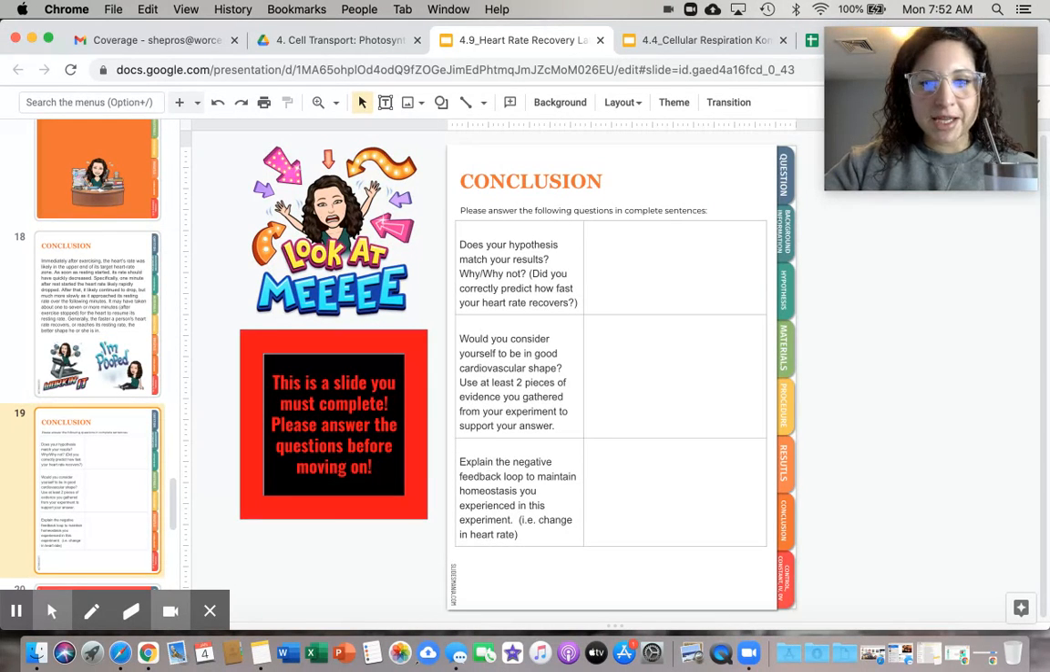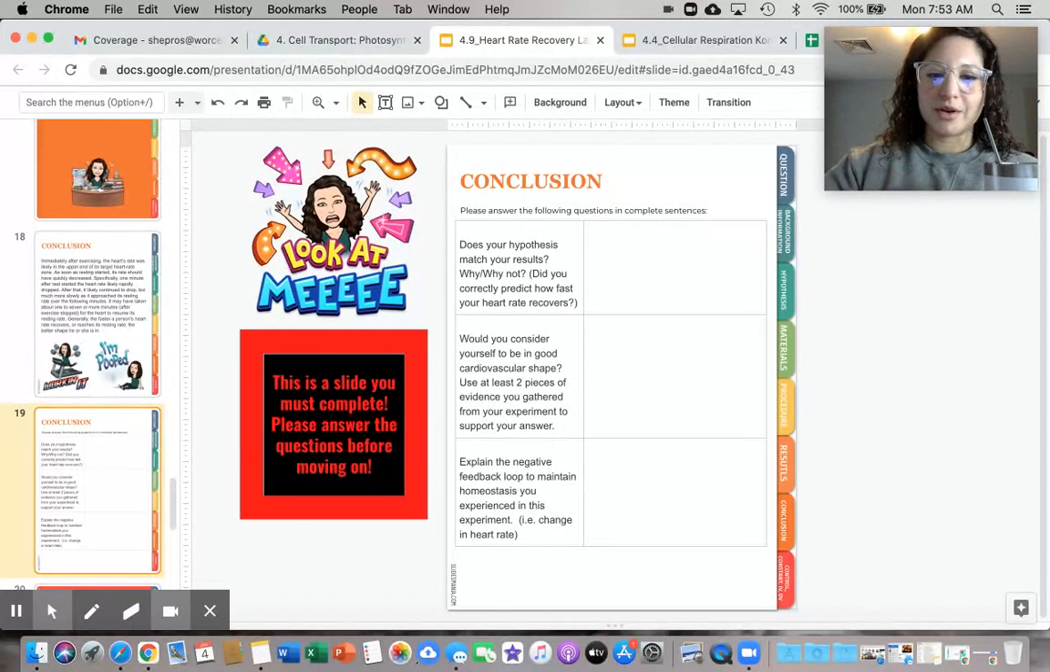So number three, explain the negative feedback loop to maintain homeostasis you experienced in this experiment. So, remember, homeostasis is your body's way of keeping a certain set point. So your resting heart rate is your body's homeostasis for your heart rate. So my homeostasis heart rate is about 60 beats per minute. And basically you need to explain the feedback loop that your body goes through in order for your heart rate to start at 60 beats per minute. It rises and then it's going to come back down.